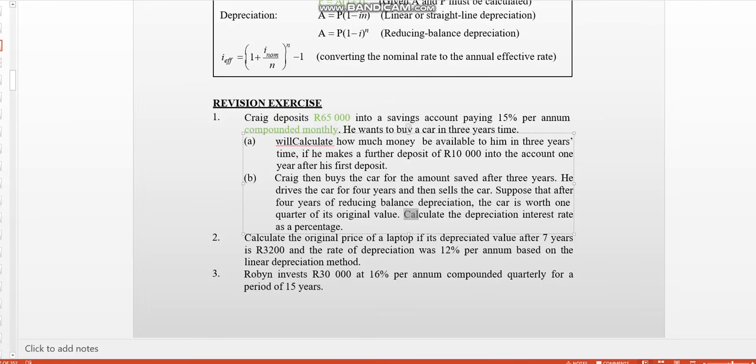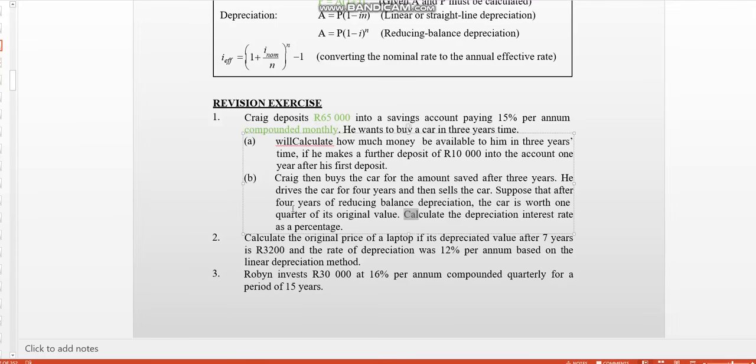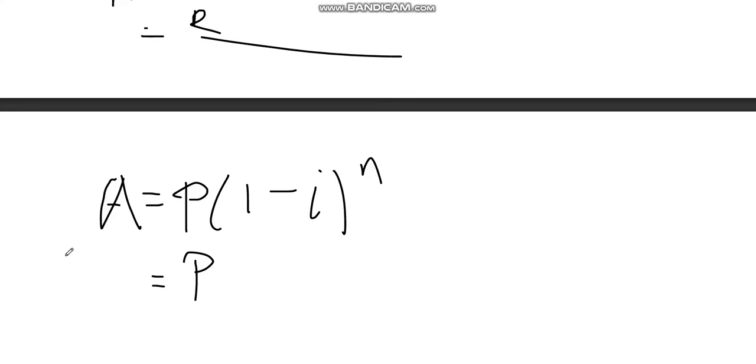Okay, and then for here, our P is going to be what? We don't have P, so our P is unknown. But we are told from the statement that suppose that after 4 years, the car is worth 1/4 of its original value. So it means the original amount that we had, which is our P, after a certain number of years, we have an accumulated amount being 1/4 of what we had initially. So A is going to be 1/4 P, and then here we have P times (1 - i). That's what we need to calculate.